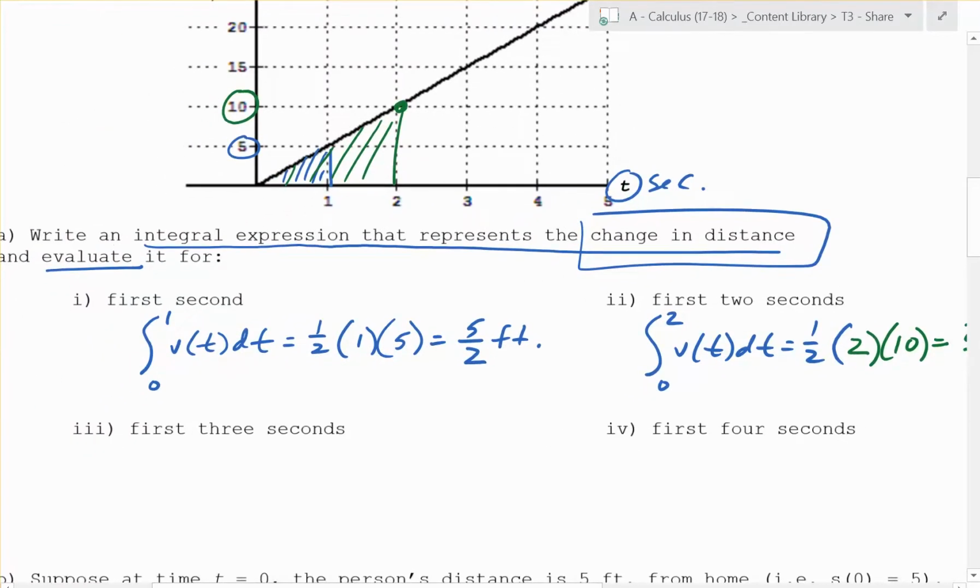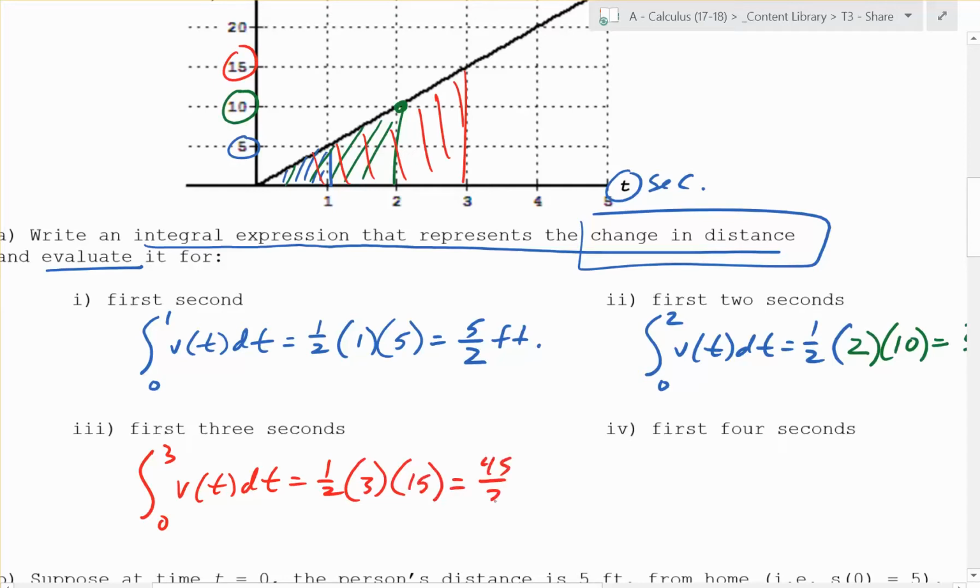What about the first 3? Well, you're sensing a pattern here. We're going all the way up to 3 here. So it's the integral from 0 to 3 of v of t dt. We got to actually write v of t dt. It's going to be 1/2 base times, and what's the height this time? 15. These are nicely lined up, aren't they? So we have 45/2 feet.